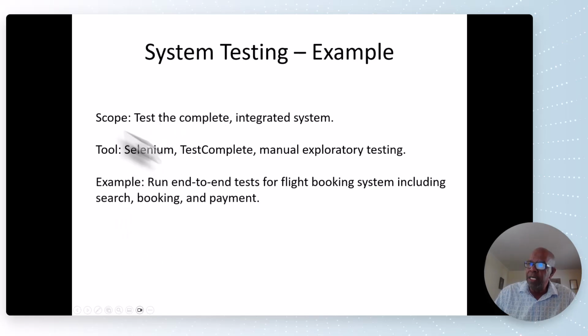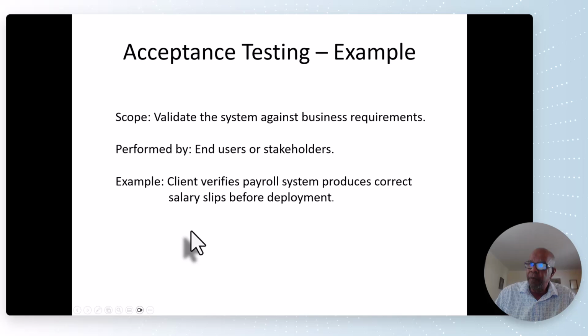System testing, test complete integrated system. These are some tools that are available. Selenium, TestComplete, manual exploratory testing. For example, run end-to-end tests for a flight booking system, including search, booking, payment. Okay, it's a complete system test from start to finish. Acceptance testing, validate the system against business requirements. Performed by end users. That's the key thing, that these acceptance tests are performed by the user and not by the technical gurus.